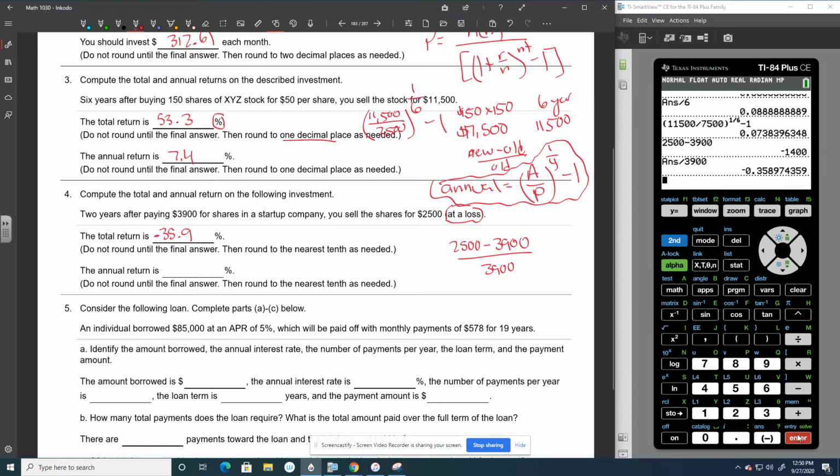And we would put the negative in front. The total return is a negative 35.9%. If it had said it's a decrease, you wouldn't have to put the negative. But because we're going down, it's a negative percent because we're losing money.